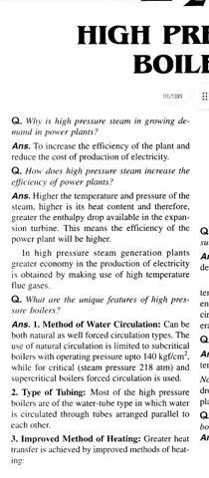Question: how does high pressure steam increase the efficiency of power plants? Answer: the higher the temperature and pressure of the steam, the higher is its heat content and therefore the greater the enthalpy drop available in the expansion turbine. This means the efficiency of the power plant will be higher. In high pressure steam generation plants, greater economy in the production of electricity is obtained by making use of high temperature flue gases.